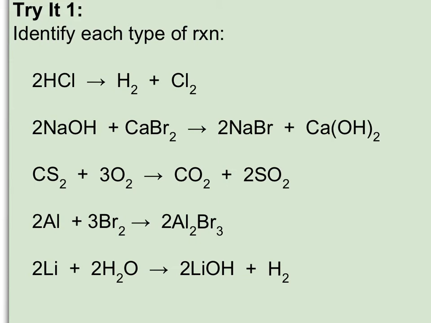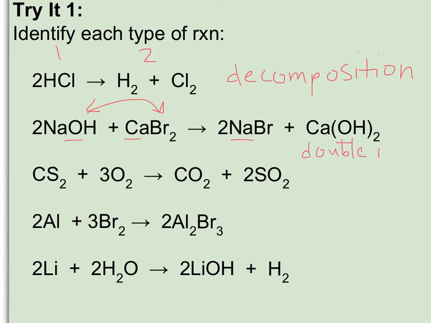So I start with one reactant. I end up with two products. That would be considered decomposition. In the second one, I have two reactants and two products. And if I look, I see that partners have changed, so this would be considered a double replacement or double displacement if you prefer. My third one, I have two reactants and two products.